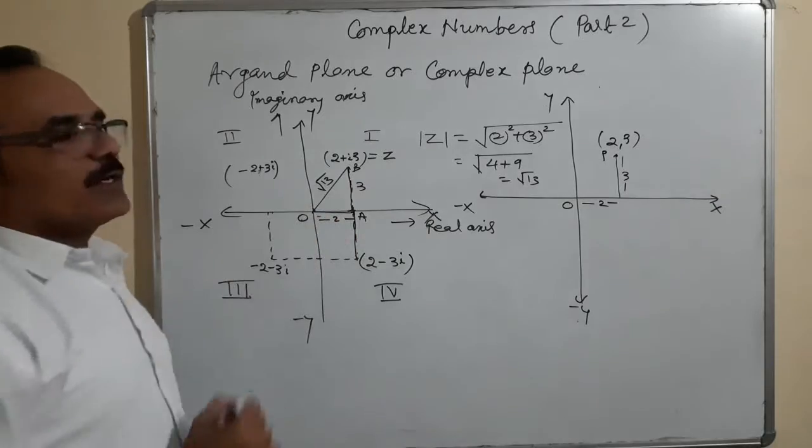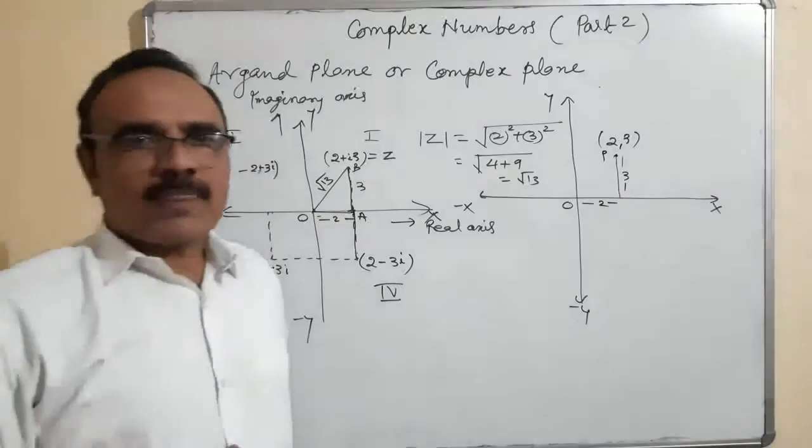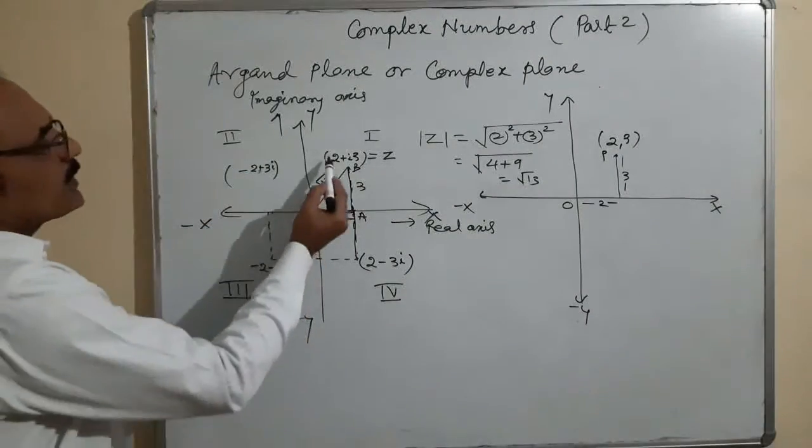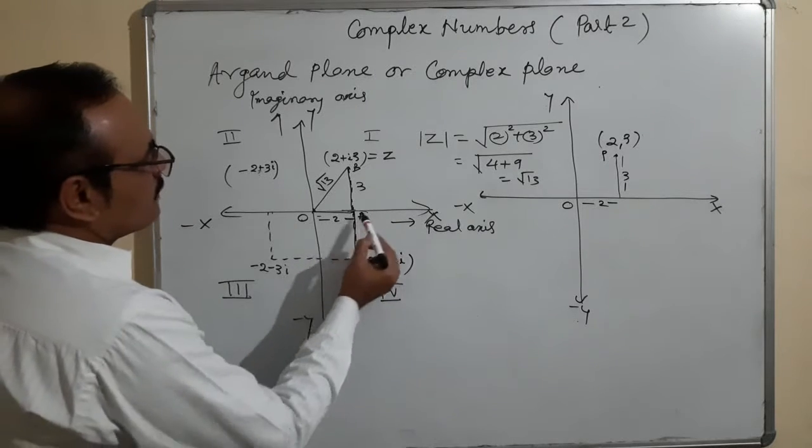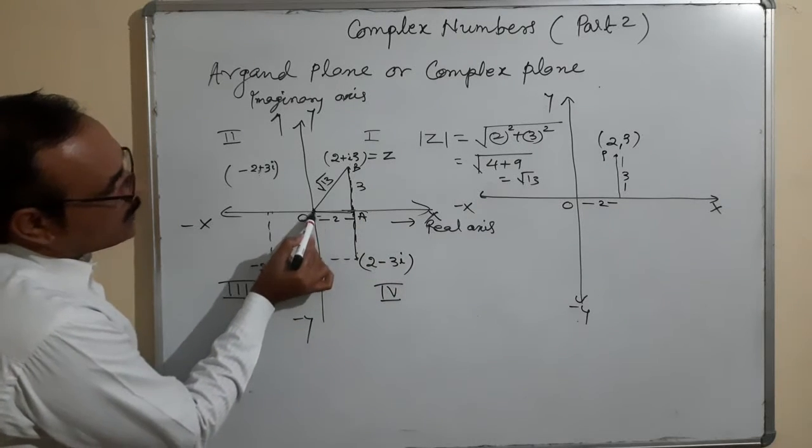You know that this modulus value is always positive. So we are discussing this 2 plus i3 and 2 minus i3. Here, what is the difference, and what is the value of z?